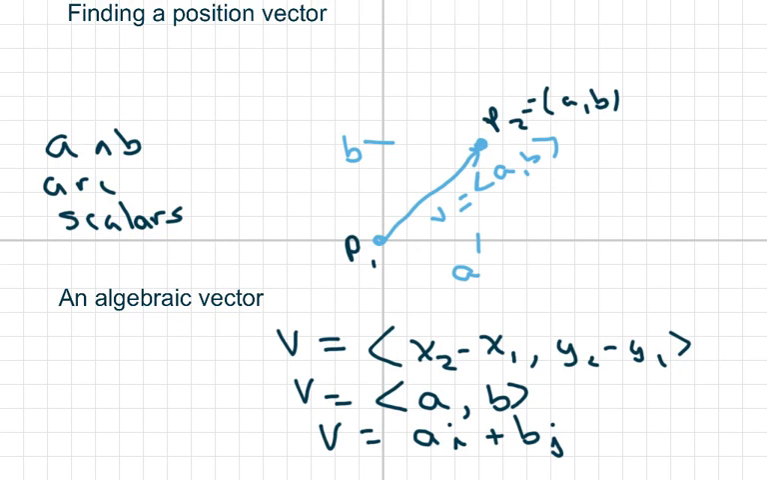Hi everyone, we're going to find position vectors. A position vector is where the initial point starts at the origin and it ends at some point (a, b), where a and b are scalars. We're going to represent an algebraic vector like this or like this.